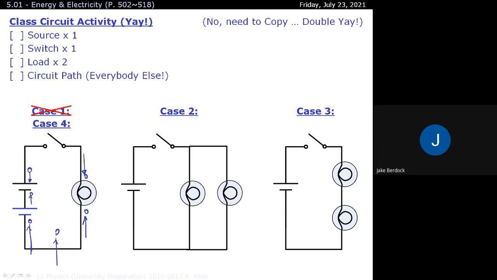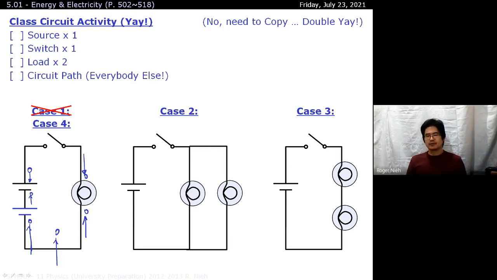Just going back to case 3. Would the first light bulb, which gets the initial electrons while they still have a lot of energy, when they're still at very high voltage, shine brighter or lighter than the second one? No, not necessarily.